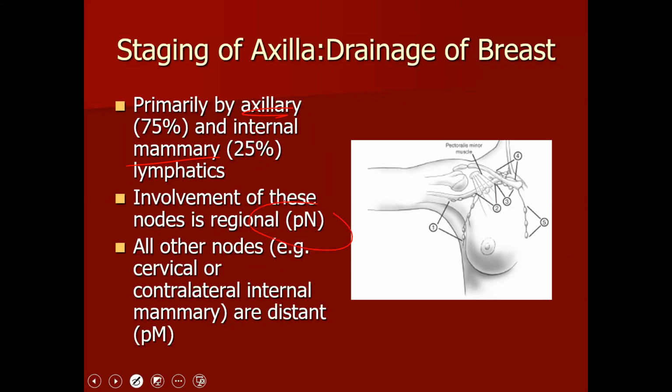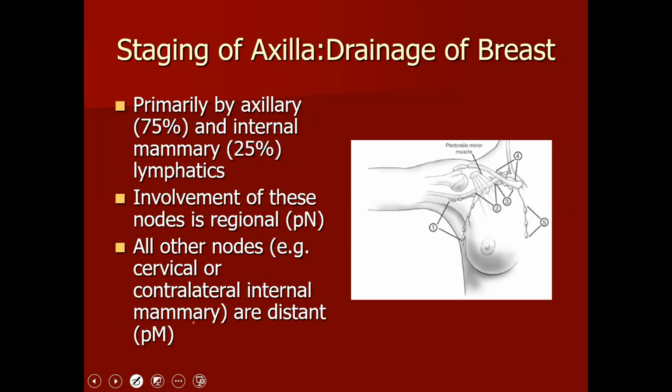Regional means that we're going to use the N stage. Any other node will be considered distant, and by distant, that means we're going to count that as a metastasis. So for example, if a cervical node is involved, that's going to be metastatic, not a regional node. If a contralateral node is involved, that's going to be distant. It's not going to be a regional node.